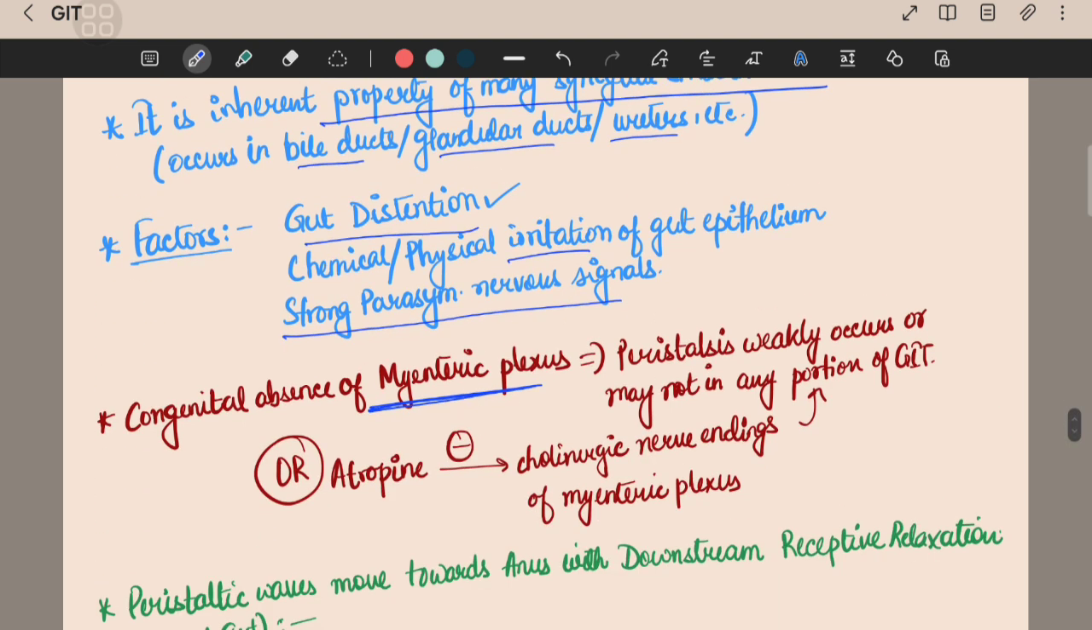What are the factors that will cause peristalsis? There is gut distension, either due to flatulence. There can be, like in the fundus, if there is gas, so that can also cause certain amount of distension if there is increase in the fundic gas, or if there is excess amount of food in the stomach, that can also cause GI distension. So this can happen if there is any sort of physical or chemical irritation happening in the gut epithelium due to any type of chemical factors or physical factors. So that can also increase peristalsis, and there can be strong parasympathetic stimulation which can increase the peristalsis.